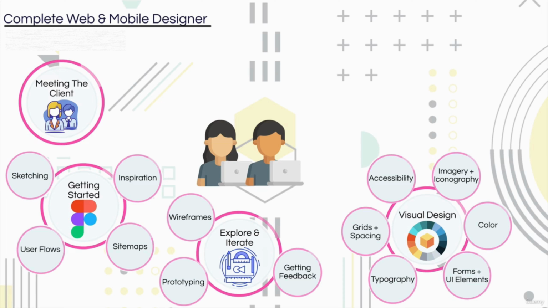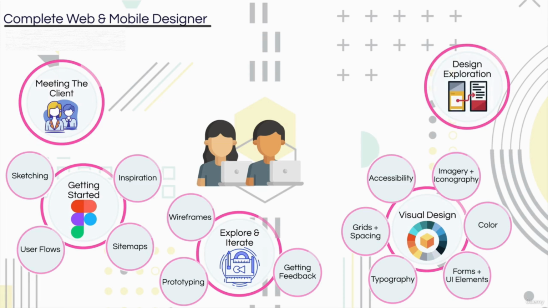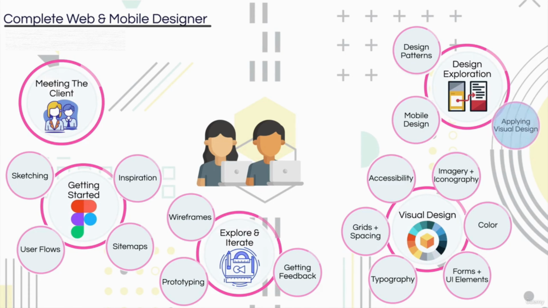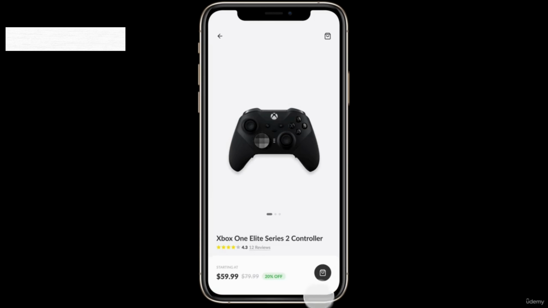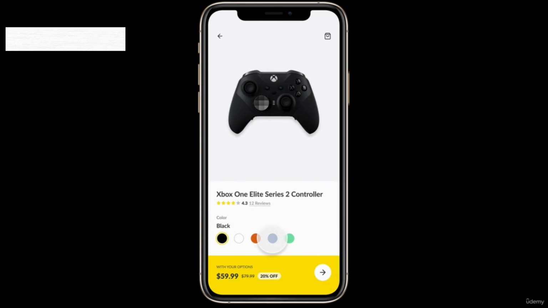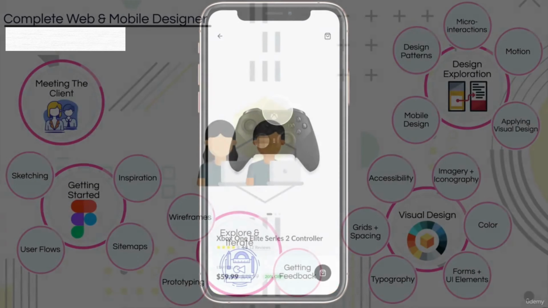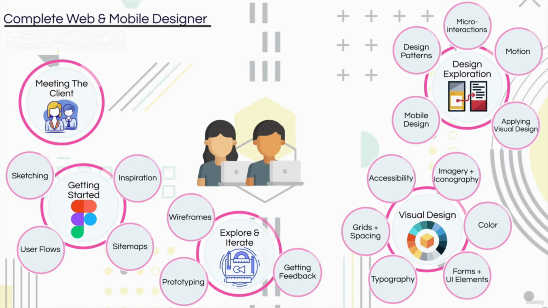Now that our product is starting to take shape, we then get into design exploration. This is where we talk about design patterns, mobile design, applying visual design and motion, and also micro interactions. This is where we make everything look really modern. Again, we talk about best practices, about the importance of motion and animations, how we can make the user interact with our product in a way that is exciting to them, that creates good user experience. Lots to cover in this section.